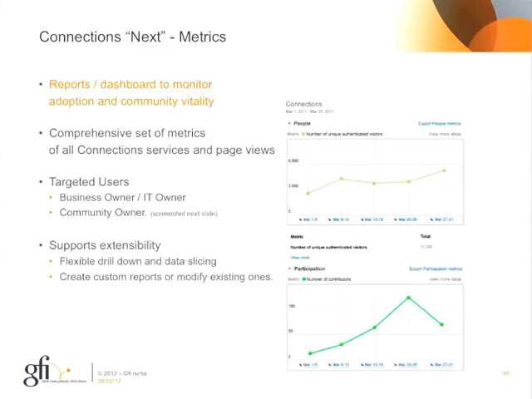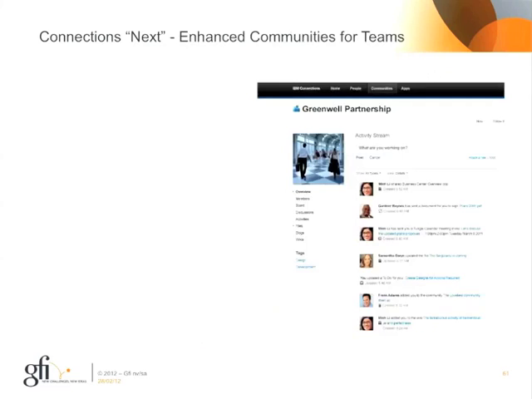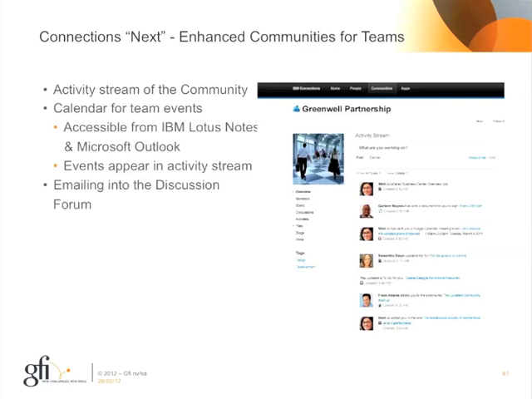Then for the next, by popular demand, the metrics. A lot of things are happening inside a social collaboration system. So basically, all the users were asking, give us some metrics, show us how the adoption of the system is going, who is the most active contributor, and this is what will now be provided within the next version, both for the business owner and for the community owner, where we see this screenshot of the Earth Day community. Here you can identify who is actually the most active contributor inside your community.